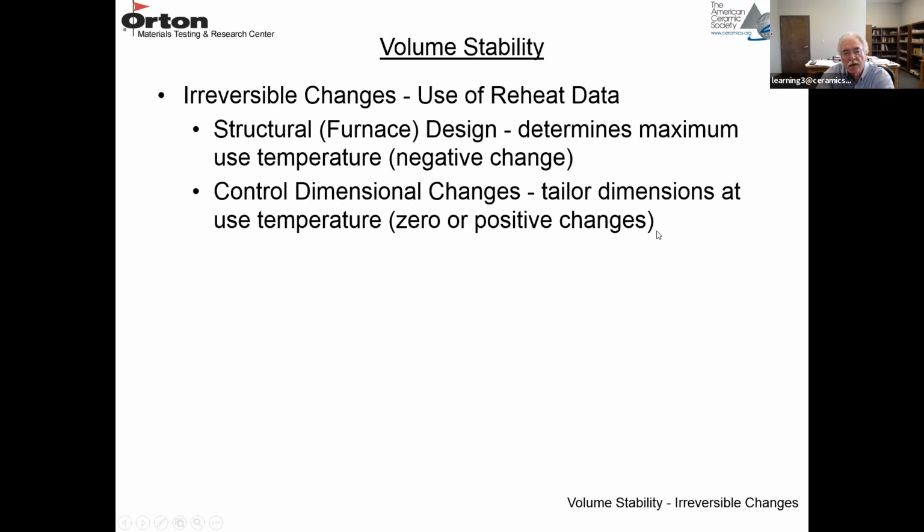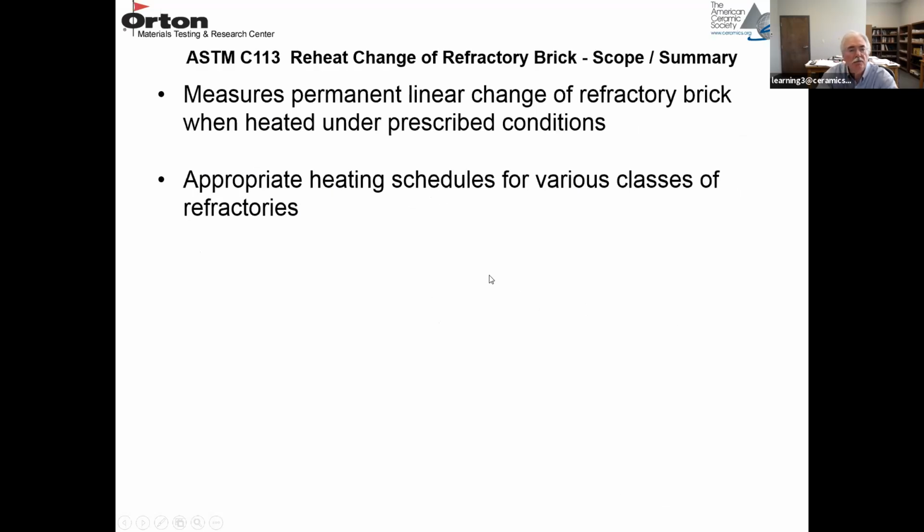And we'll go over this in the last day on microstructure design of refractories. The ASTM test, I think this is the last thing we have before break, measures reheat change of a refractory brick. So you're just measuring the permanent linear change. And the standard designates prescribed heating conditions. So there are appropriate heating conditions for each type of refractory material based on their use temperature.